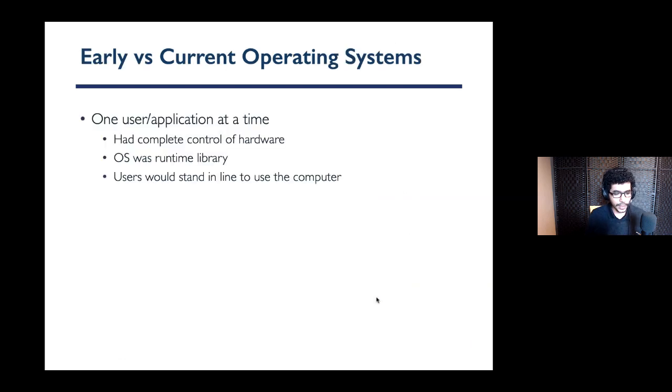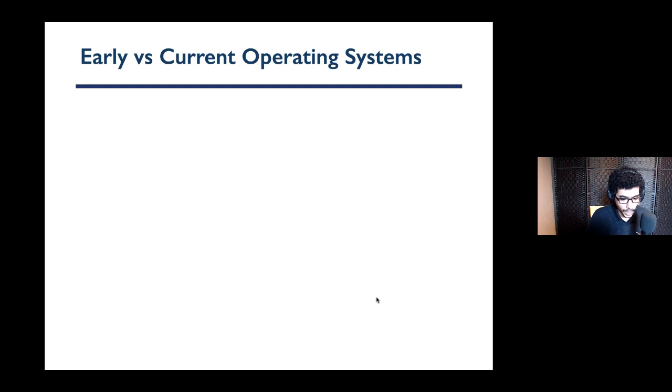In early days, you had a computer that was basically used by a single user at any given time, and that single user had complete control over all the hardware. And the OS was not really an OS. It was basically something like a runtime library that would get attached to the application and facilitate using the hardware.